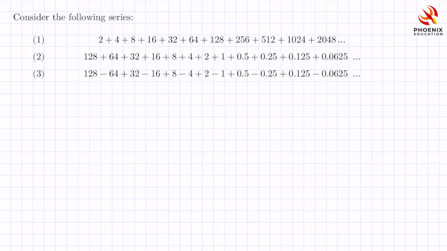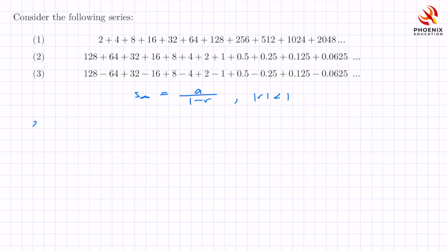The formula for calculating the limiting sum is given by S infinity is equal to A divided by 1 minus R, where the absolute value of R is less than 1. This means that R can be positive or negative as long as the absolute value or magnitude of R is less than 1. Now let's try to work out the limiting sum of the second and third series.